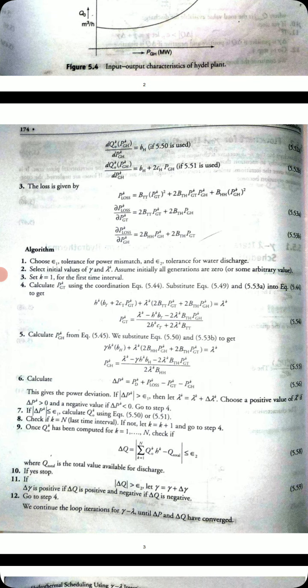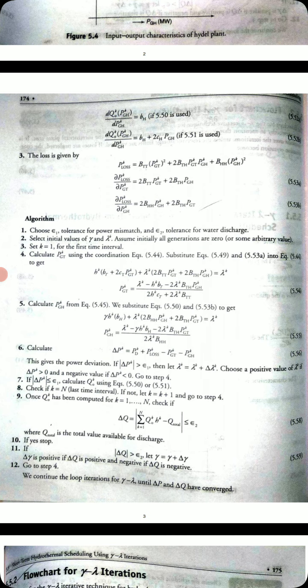Then using the different equations, we need to calculate the PGT. We know the equations from the previous equations you have seen, how to calculate PGT using the coordination equations. Once the PGT is calculated, the next step is to calculate the PGH. We also have different equations for that. Once PGT and PGH are known, we need to find the power mismatch, that is the delta PK. We know the power balance equation: PD plus P loss minus PGT minus PGH. We need to check the delta P.